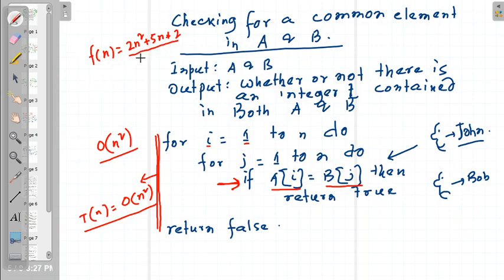If f(n) is equal to this, then we can figure out in detail how many times each loop and each statement is being executed. We can analyze like this, and at that time the expression will be something like this. It may not be exactly like this. So 2n square plus 5n plus 2.